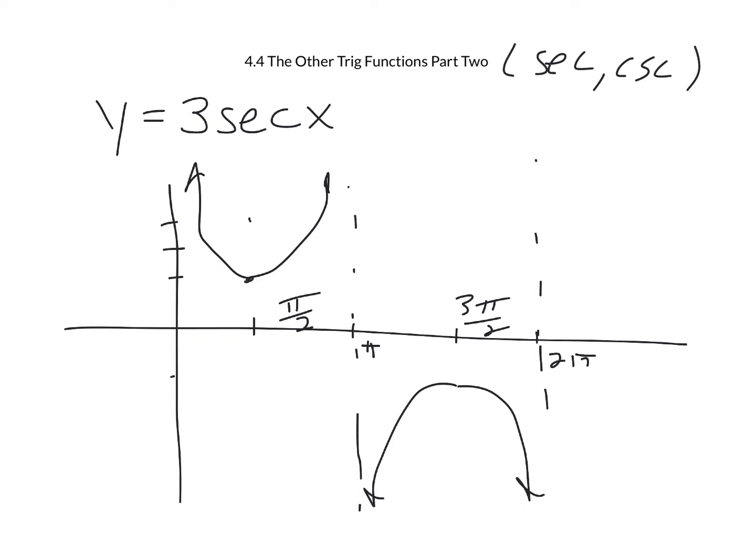I'm going to do a different color just to... And then at -3, so we're down here. So that would be what y equals 3 secant x would look like. It would change where we're starting these almost parabola-looking portions of our graph.